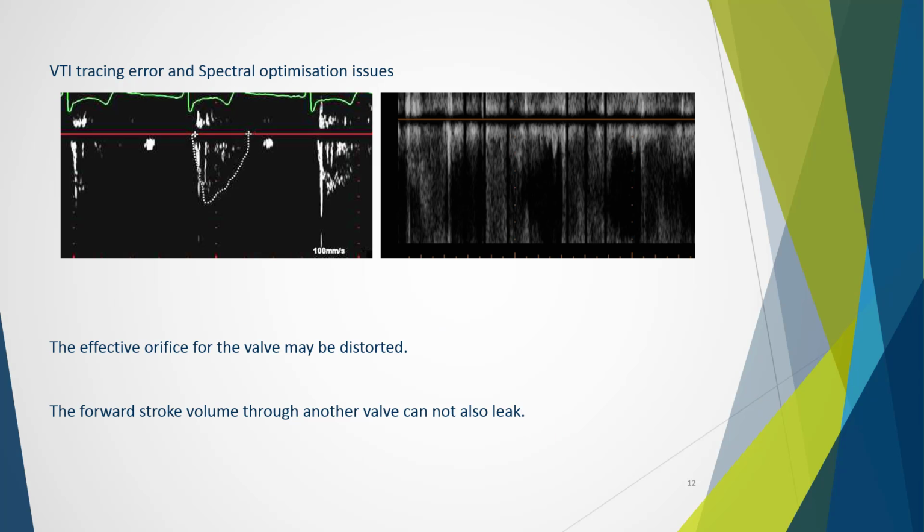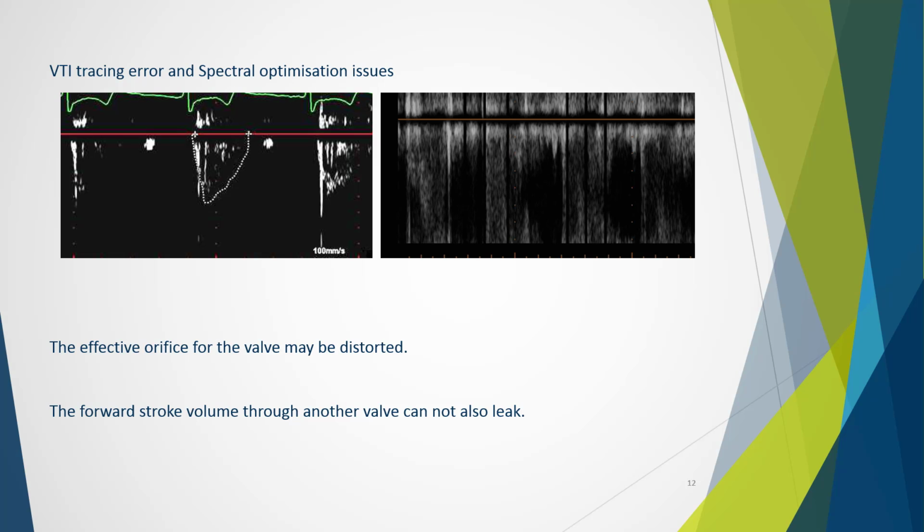In the presence of rheumatic mitral stenosis with regurgitation or a carcinoid tricuspid valve, the stroke volume method for determining regurgitant volumes may not be accurate, as the effective orifice for the valve could be distorted. Consider a mitral valve in stenosis. How does it appear in systole?